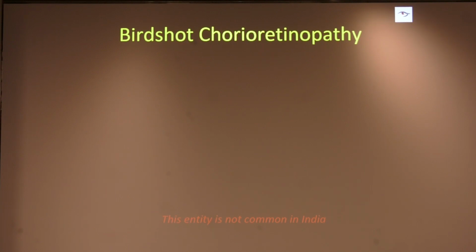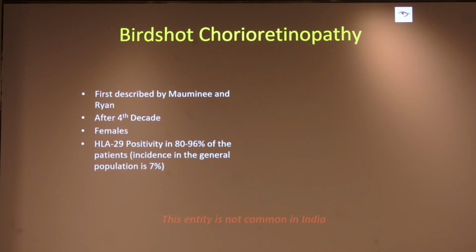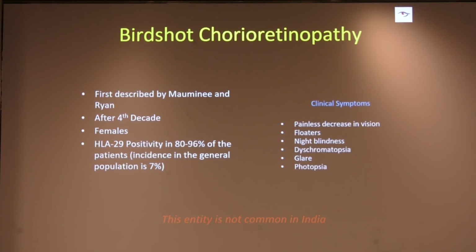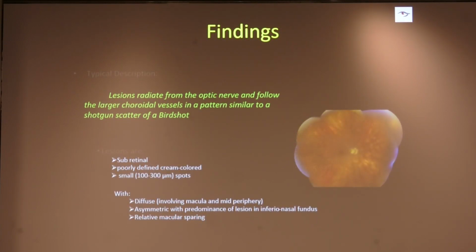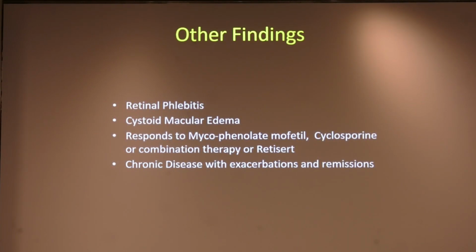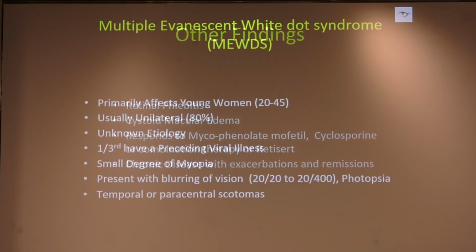Birdshot, actually, this entity is not common in India, and this is usually seen in the fourth decade in females, and this is mostly HLA-A29 positivity, about 96%. But HLA-A29 positivity does not show an incidence in the general population. The vice versa doesn't happen. I will not get into much of this detail because these are rarely seen, but most of these need immunomodulatory medications as a first line.